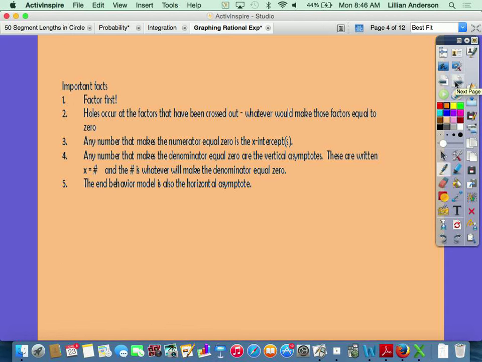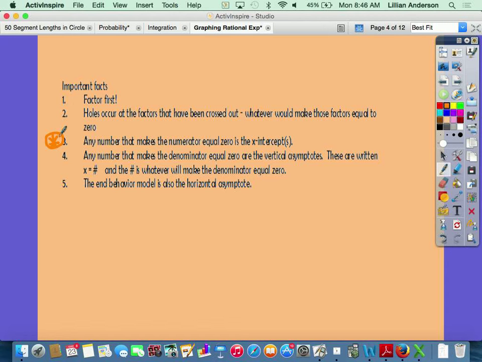A couple of things that will also help you factor, of course. Holes occur when factors have been crossed out. Any number that makes the numerator 0 is an x-intercept. This is a good one. Knowing an x-intercept can help us in the graphing process. We figure that out when we set the numerator equal to 0. This is after you've canceled. Does everybody understand? Now, the fourth one are your vertical asymptotes.